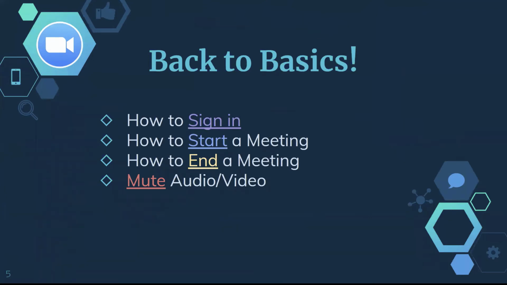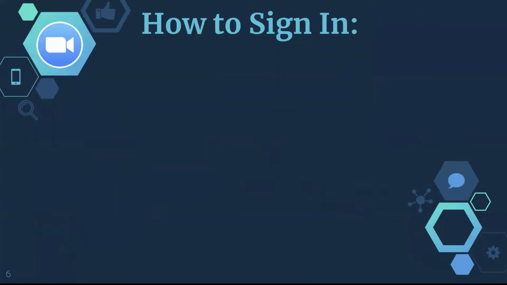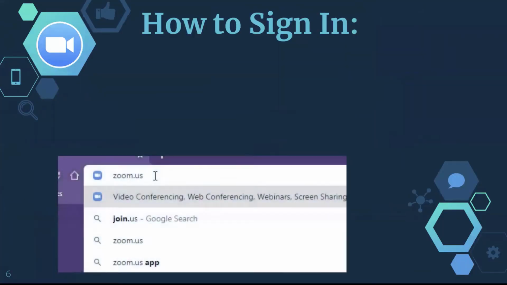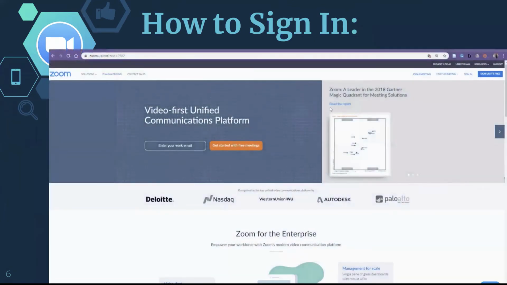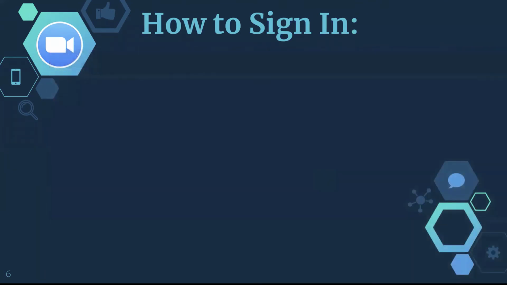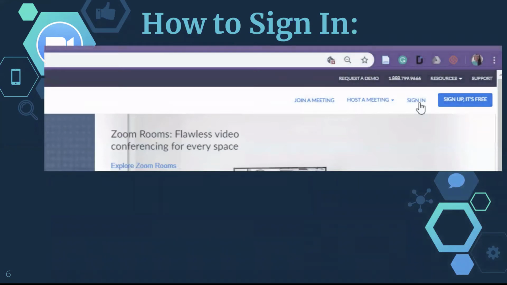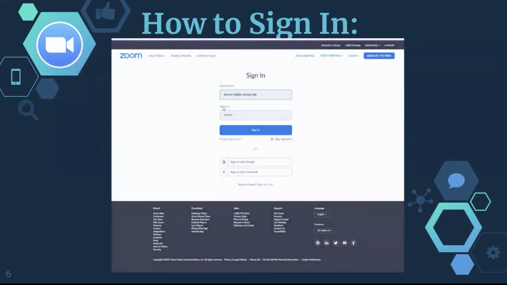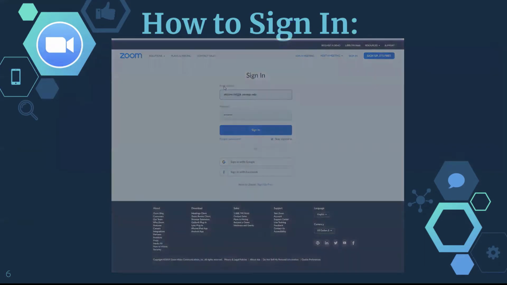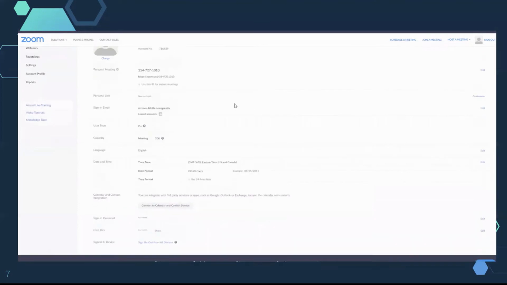Back to basics. How to sign in, how to start a meeting, end a meeting, and mute your audio and video. Signing in is simple. You're going to go to the website zoom.us on any internet browser that you can find. This is what it looks like. Fairly simple. In the upper right-hand corner, you'll see sign in. Click right there, and then give the email address and password that we provided.